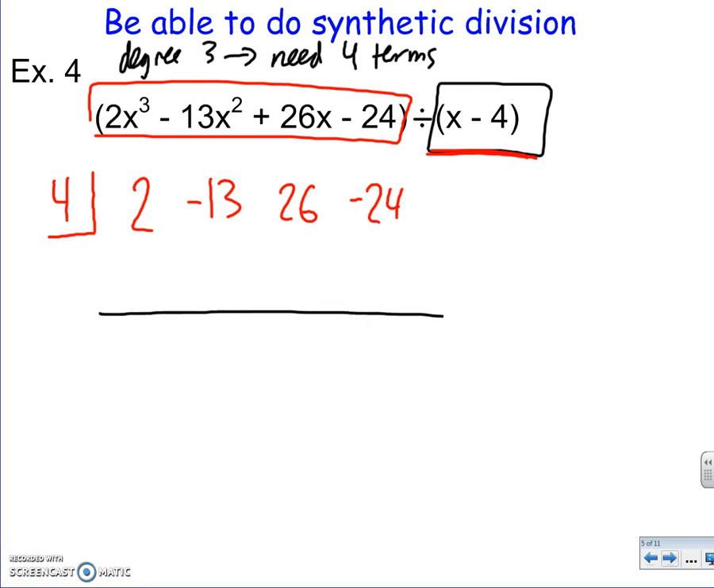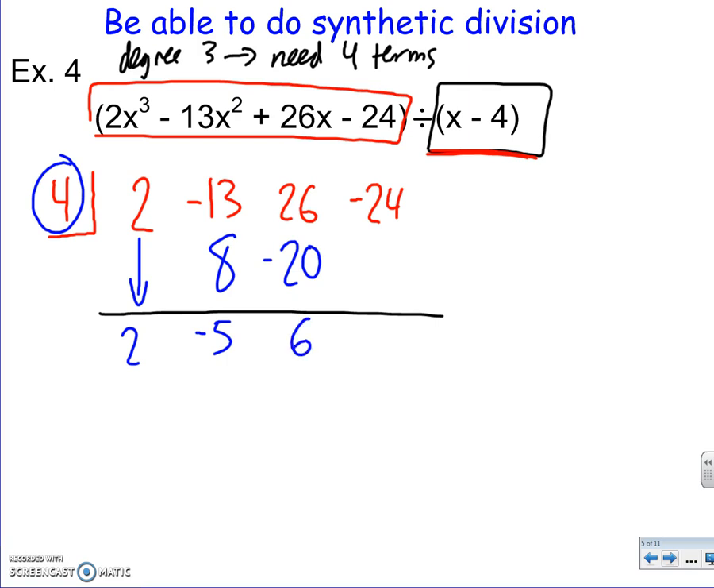You just bring down the first number. That's it. Then you multiply that number by the number in this box. So 2 times 4 is 8. You just add straight down. So -13 plus 8 is -5. Now that -5 I multiply with that number in the box. So -5 times 4 is -20. Add straight down. 26 minus 20 is +6.